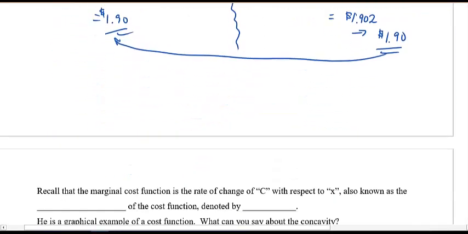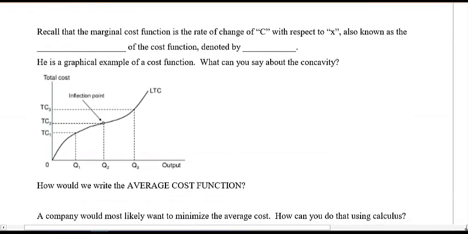Recall that the marginal cost function is really the rate of change of the total cost with respect to x, also known as the derivative of the cost function, and we denote it by this notation, c prime of x. And most of the time, this is a typical graph of a cost function. LTC just means long-term costs. And I'm going to ask you to think about this idea, concavity. By looking at this graph, how could you describe the cost function using the ideas of concavity?